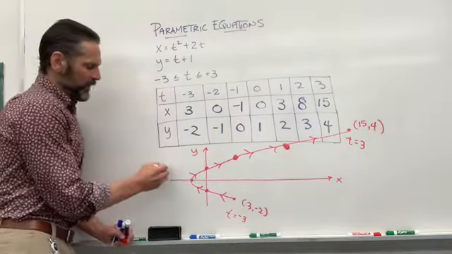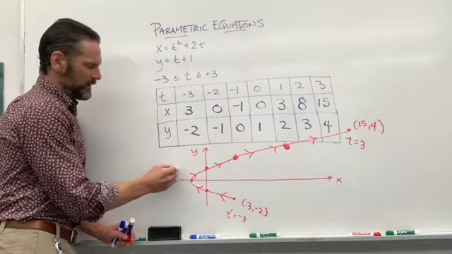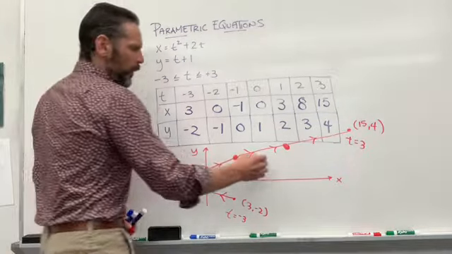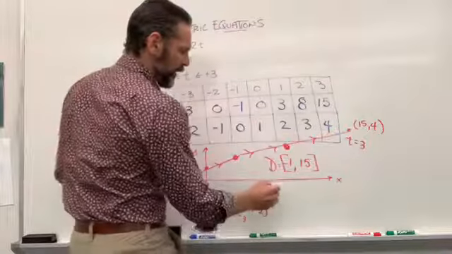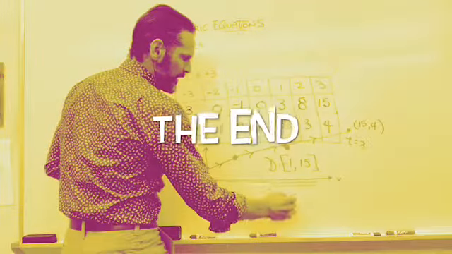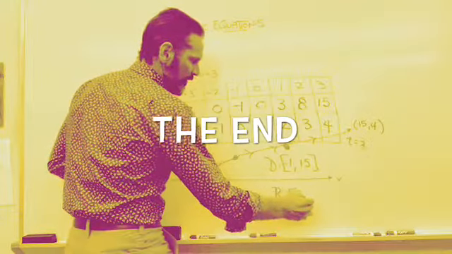Now, knowing that this point is -1, 0, we can answer questions like, what is the domain? Well, the domain is smallest x to biggest x, -1 to 15, inclusive. And the range is the smallest y, -2, to the biggest y. So the range here would be -2 up to 4.